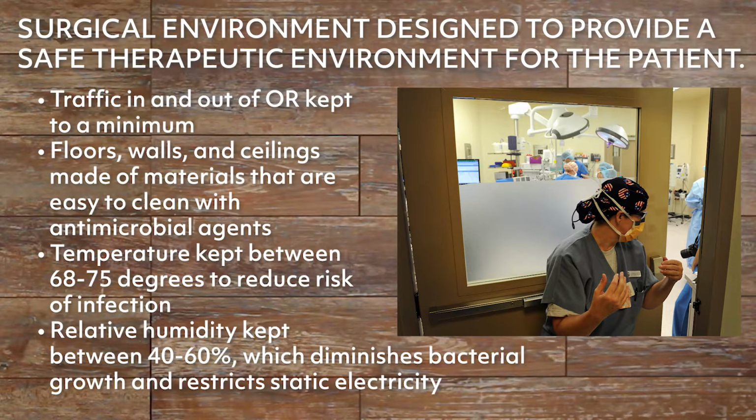The surgical environment is designed to provide a safe therapeutic environment for the patient. Traffic in and out of the operating suite is kept to a minimum to decrease potential contamination from air turbulence and bacterial shedding. Floors, walls, and ceilings are made of materials that are easy to clean with antimicrobial agents. The temperature in the OR is kept between 68 and 75 degrees to reduce the risk of infection. The relative humidity is kept between 40 to 60%, which diminishes bacterial growth and restricts static electricity.